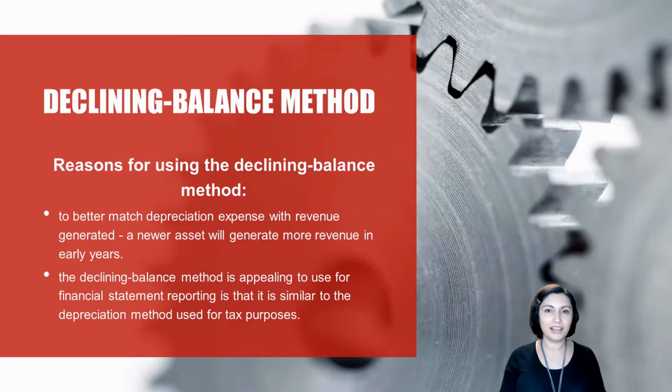Now let's look at the declining balance method. There are a couple of good reasons to use this method for depreciation. One reason to consider the declining balance method is to better match depreciation expense with revenue generated. The idea is that a newer asset will generate more revenue in early years rather than later years, so the depreciation expense should be higher in the early years of ownership and less in later years.